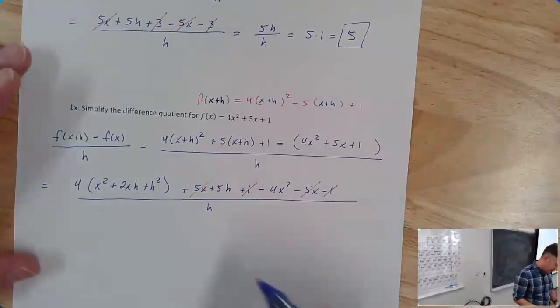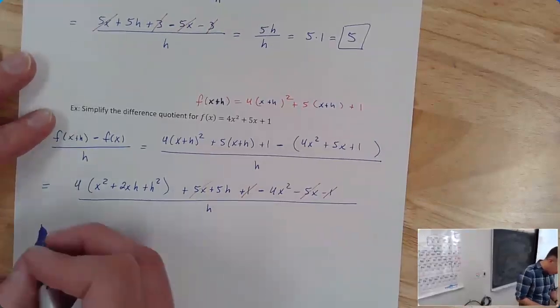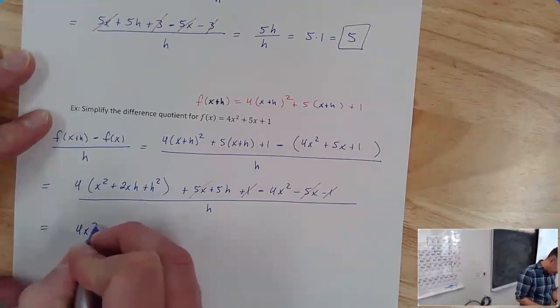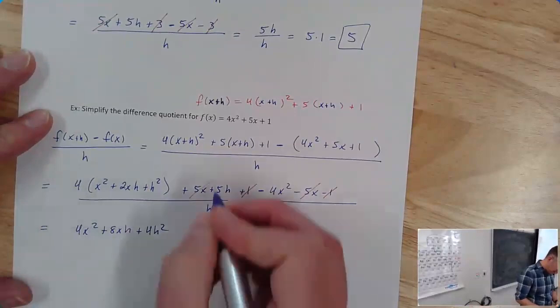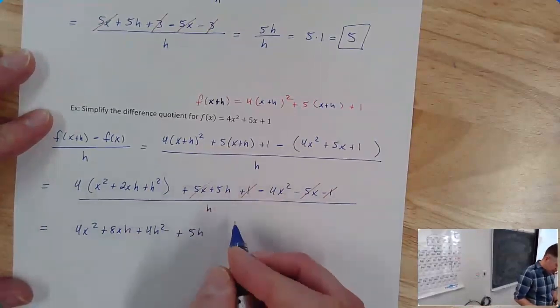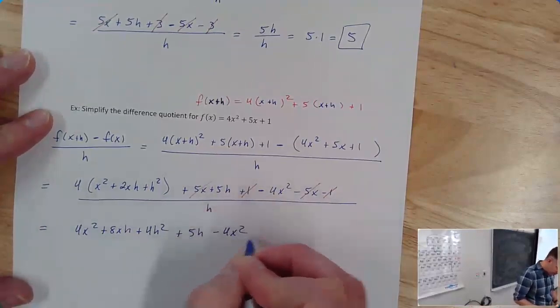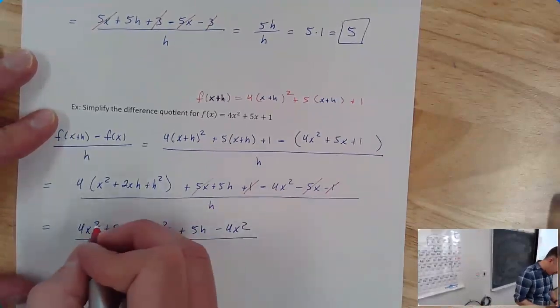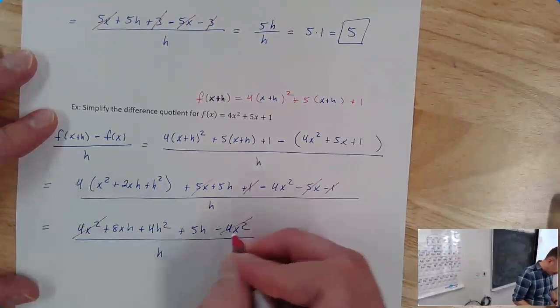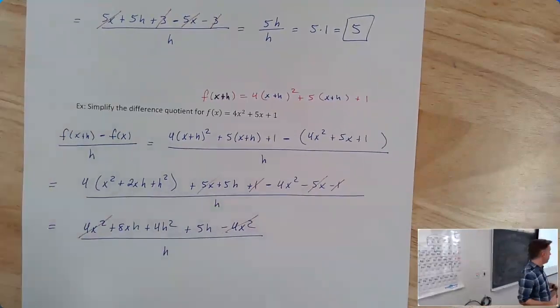Great. So then I need to distribute the 4 here. So I'm going to have 4x squared plus 8xh plus 4h squared plus 5h minus 4x squared, all divided by h. And now the only other thing left to cancel is the 4x squared. 4x squared minus 4x squared is 0. And now every remaining term in the numerator has an h in it.